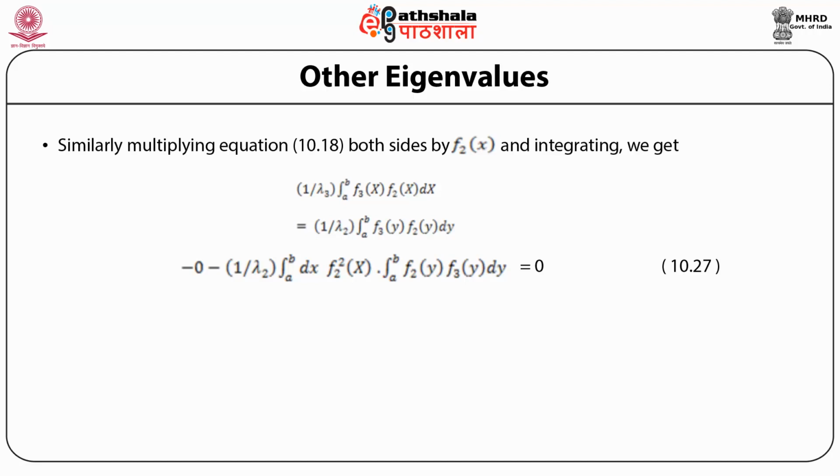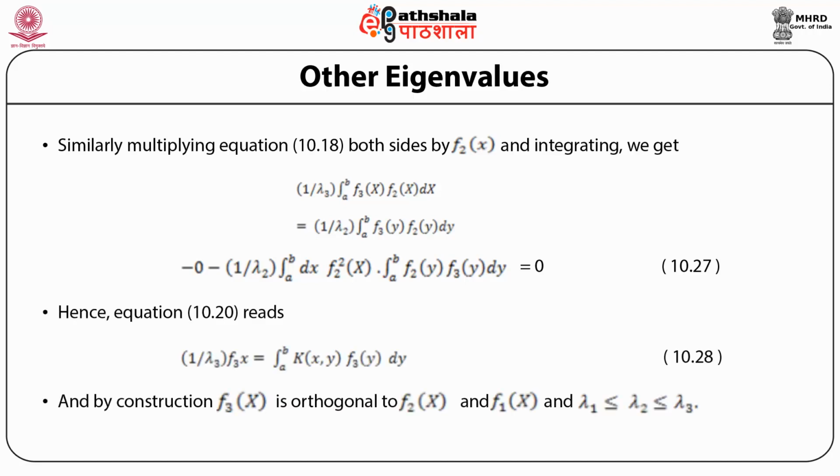So this is equal to 0. Hence, the equation becomes 1 upon lambda 3 f3(x) is equal to the integral a to b of the kernel K(x,y) into f3(y) dy, and by construction f3(x) is orthogonal to f2(x) and f1(x), and lambda 1 is less than or equal to lambda 2, which in turn is less than or equal to lambda 3.